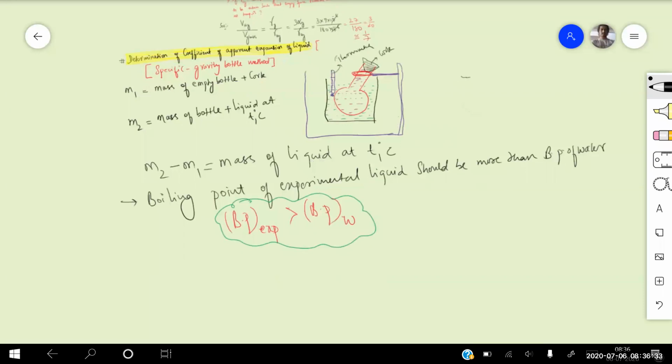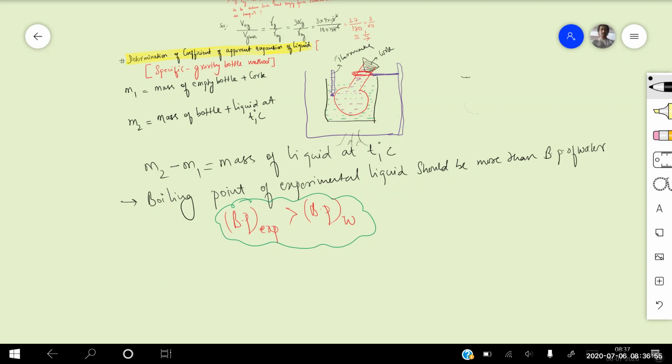So see, once again, in the determination of the coefficient of apparent expansion of a liquid by the specific gravity bottle method, M1 is the mass of the empty bottle. In this we have taken a specific gravity bottle. Initially it is not filled with water, it is kept in a beaker. In that beaker it is filled with water, and we are using a thermometer. To hold this we are using a stand, and from below we are supplying the heat.